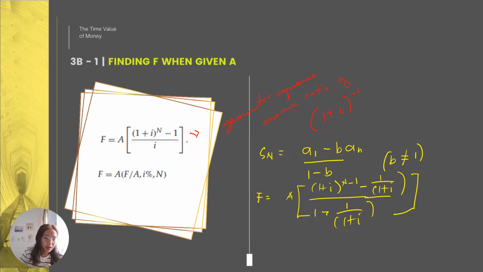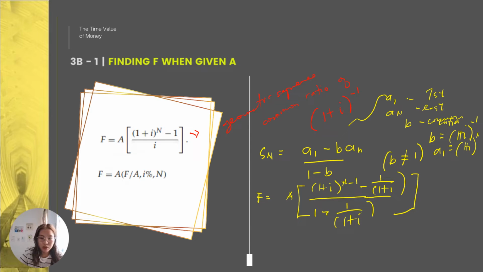Here, a1 is the first term in the sequence, and an is the last term, right? And b is the common ratio. So if we let b equal 1 plus I raised to negative 1, and our a1 is equal to (1 plus I) raised to n minus 1, sorry, and if an is equal to (1 plus I) raised to 0, then we get the formula here. Now, that's not it, because we still have to simplify this one.